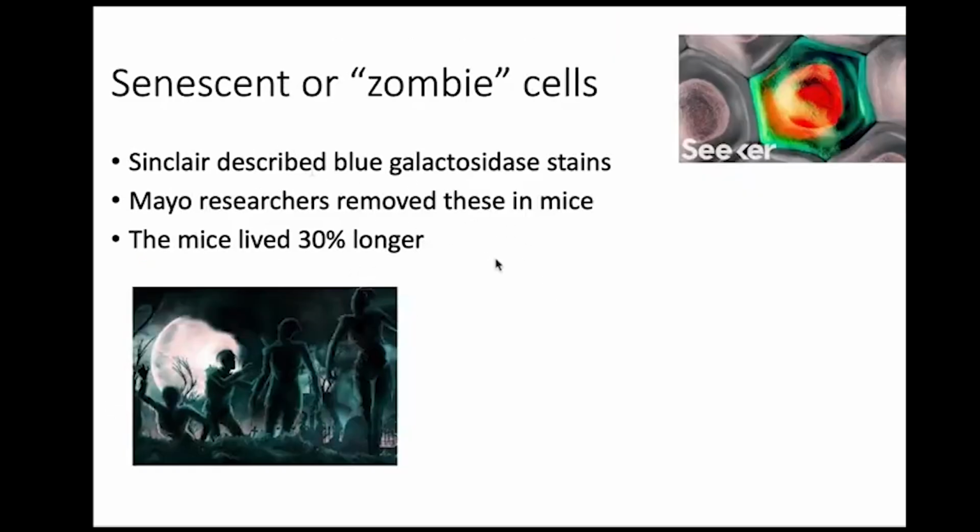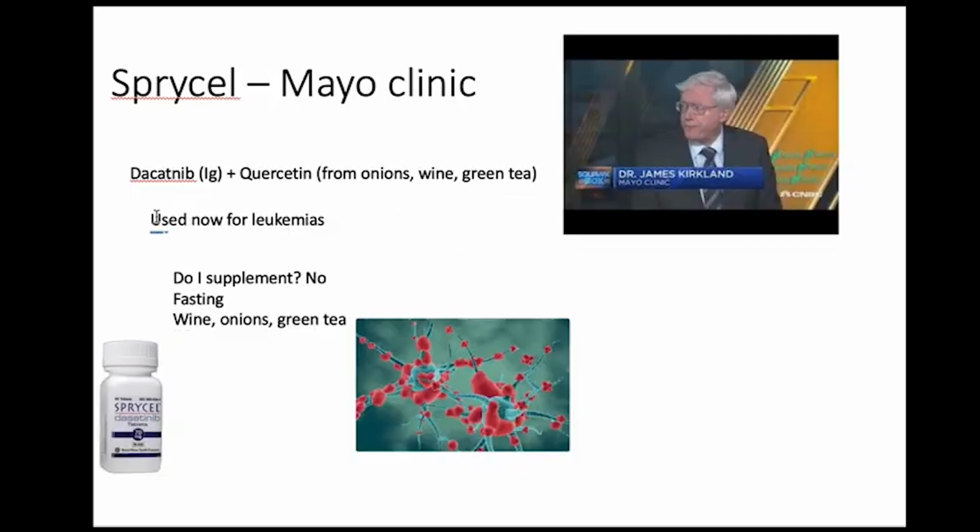Now, Sinclair described the beta galactosidase stain in these zombie cells. Mayo researchers removed these cells in mice, and the mice lived 30% longer. And again, they removed them with a couple of different methods. One of them, dasatinib, plus quercetin, which is a chemical from onions, wine, green tea. And that medication now is used for leukemias. It's, again, more of a heavy-duty medication than I think anybody's going to want to take for prolonging life.